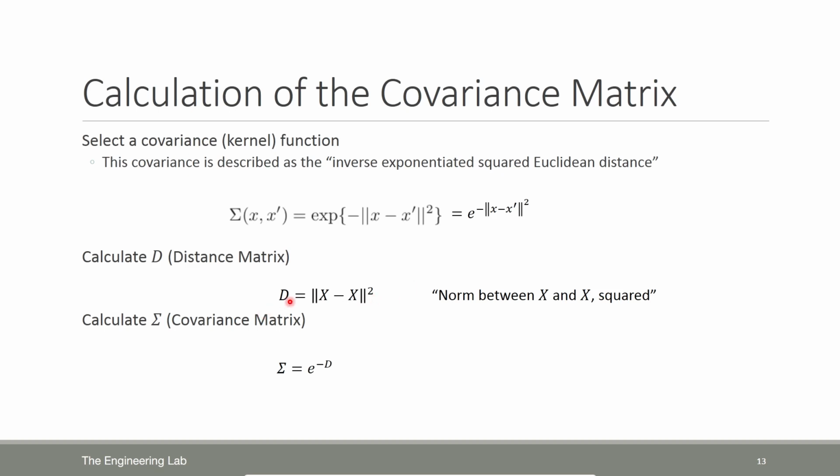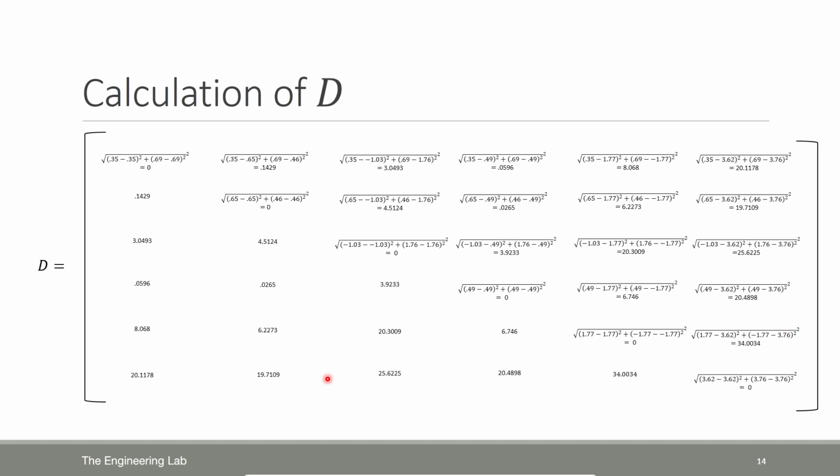Once you calculate the D matrix, you go through each element of your distance matrix, and you perform this operation e to the negative d. And so here, if you want to do it by hand, I've done it for you, just so you can follow along. So here, this is the norm between 0.1 and 0.1, the norm between 0.1 and 0.2, the norm between 0.1 and 0.3, and so on and so on. Or rather, this is the distance, not the norm yet.